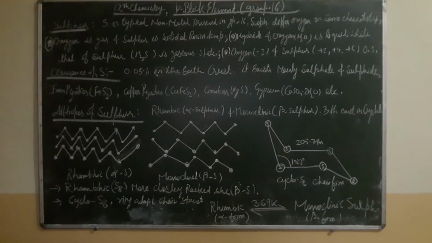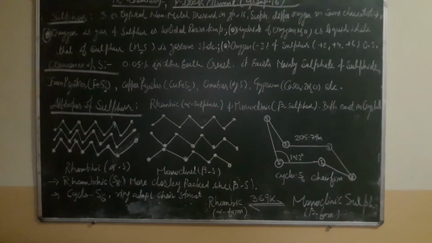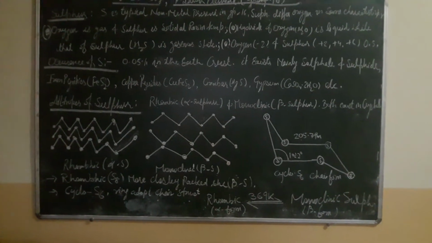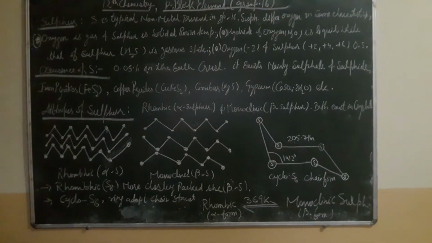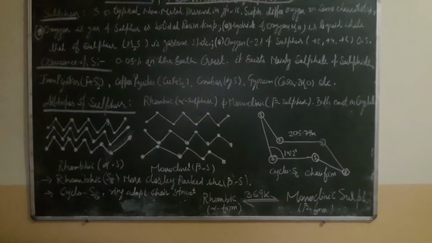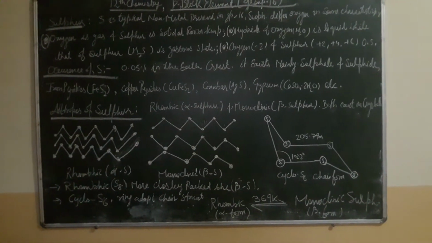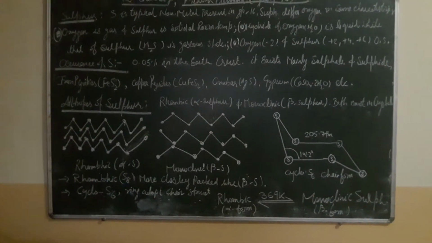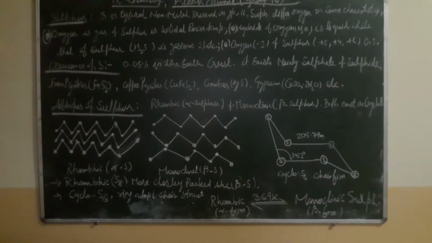Next is the allotropes of sulfur. The allotropes of sulfur are mainly two: first, rhombic, also called alpha sulfur, and second, monoclinic, called beta sulfur. These two forms exist in crystalline nature. You can see the diagram here: rhombic, monoclinic, and the third one is cyclo-S6, the chair form.